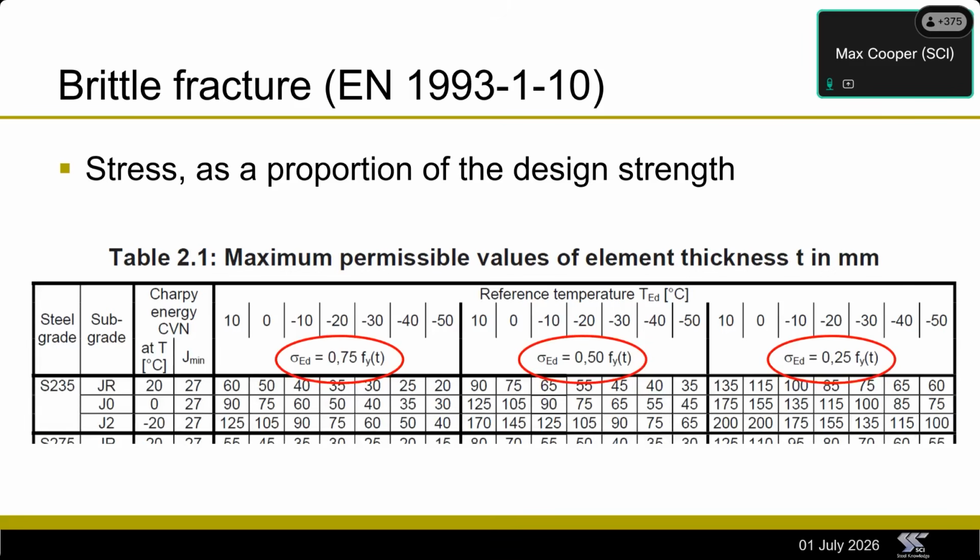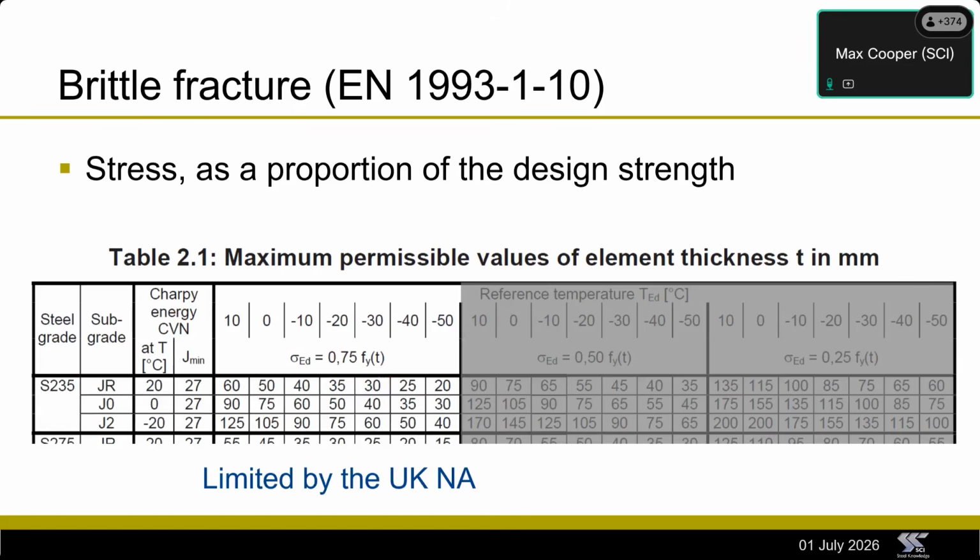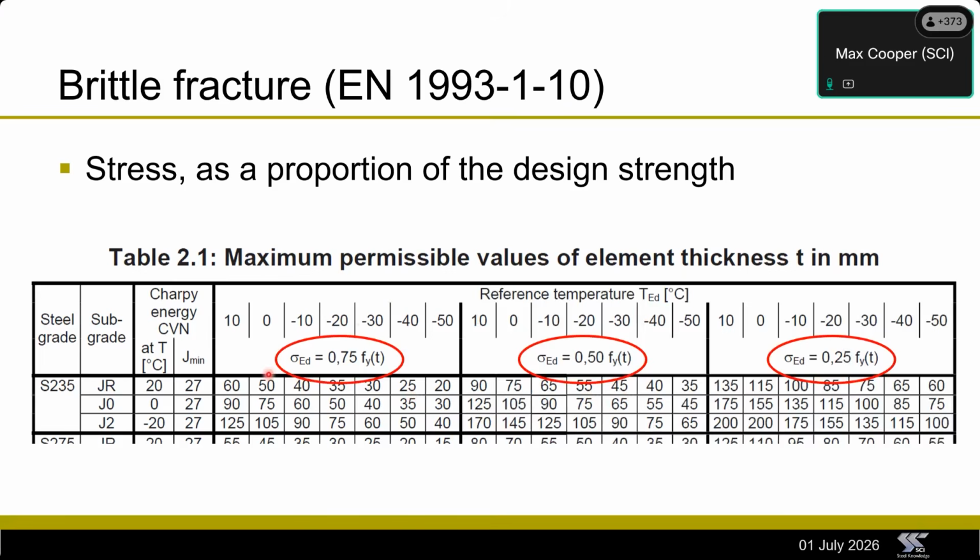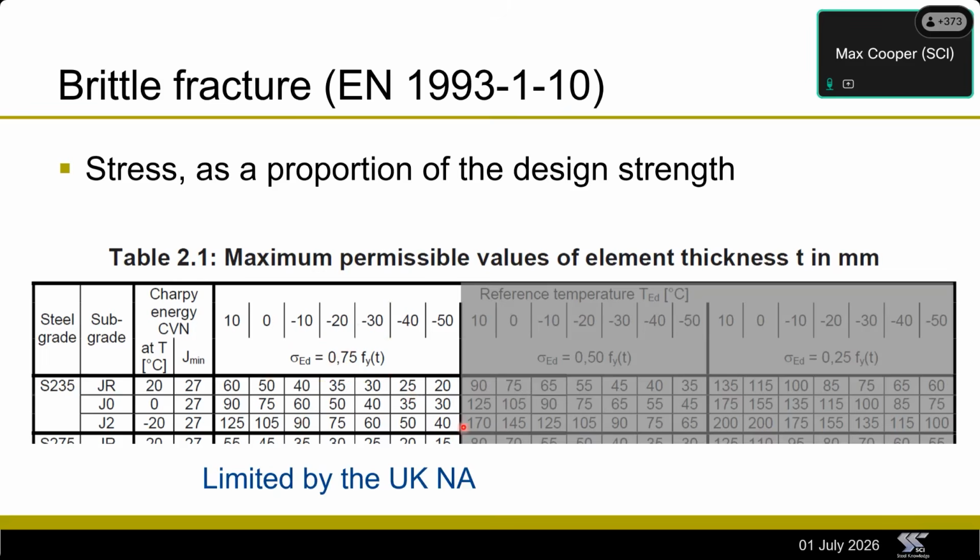So if we go to table 2.1 of EN 1993 Part 1-10, we see this table, which gives us the reference, the maximum thicknesses, sorry, I should say. If we go to the UK National Annex, we find that we're only actually allowed to use this portion of the table. So we need to know the design stress. In the core Eurocode you would use a design stress to select one of these tables. In the UK National Annex, we only use this table.